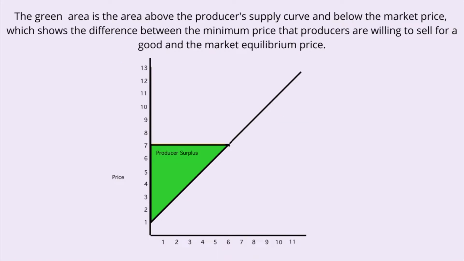And producer surplus is represented by this green area, which lies above the producer supply curve and below the market price. It shows the difference between the minimum price that producers are willing to sell a good for and the market equilibrium price.